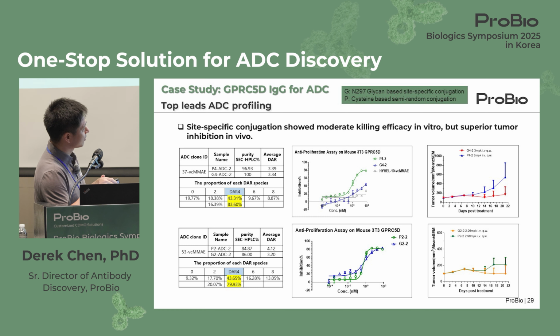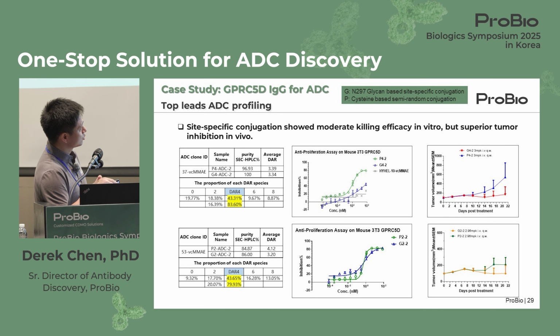As you can see from the top left tables, with the cysteine-based conjugation approach, you see a various distribution of the ADC product. The DAR4 takes about 43% of the total species, but there are significant amounts of ADCs distributed on the DAR 0, DAR 2, DAR 6, and the DAR 8. The average DAR is about 3.4.